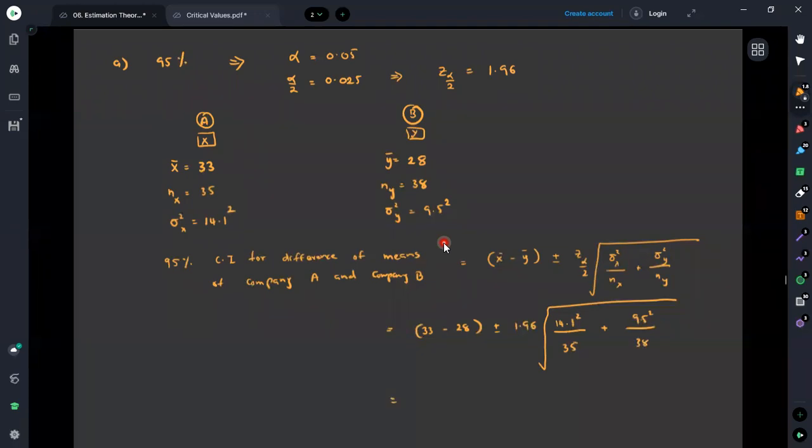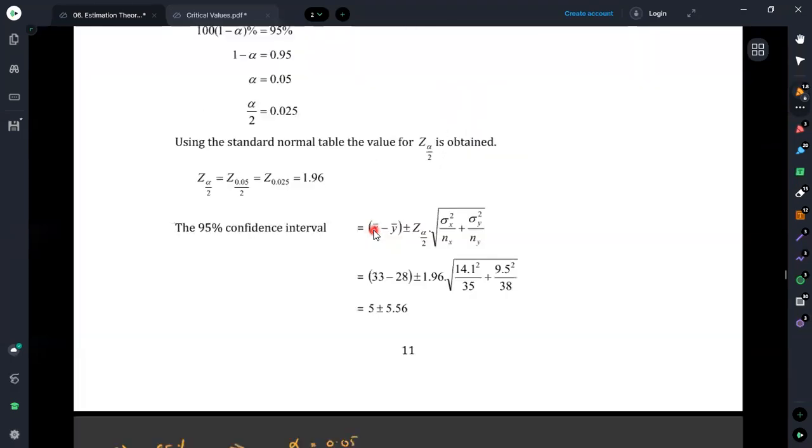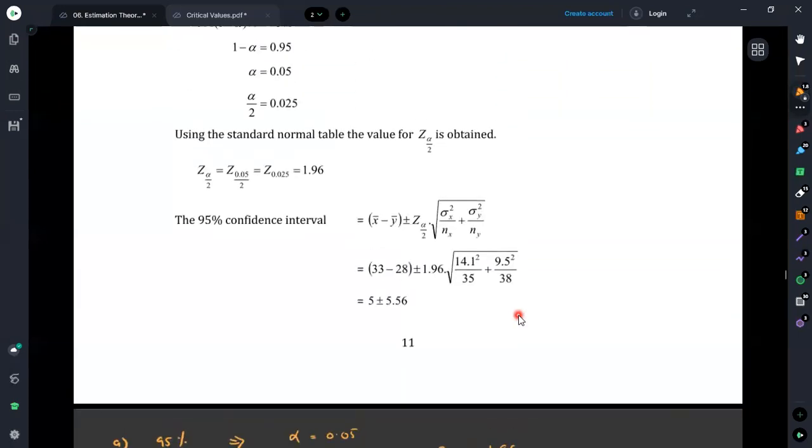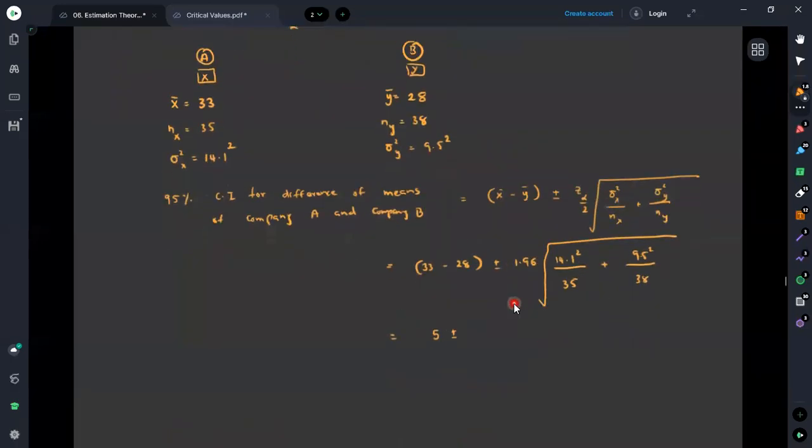Now using this calculation, we get the first part as 5 plus or minus 5.56. Then we get minus 0.56 for the lower limit and 10.56 for the upper limit. Therefore, this can be considered as the 95% confidence interval for the difference of means.